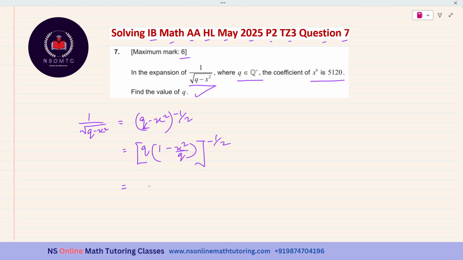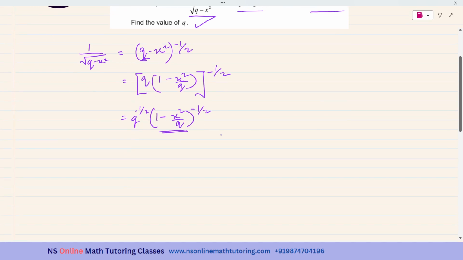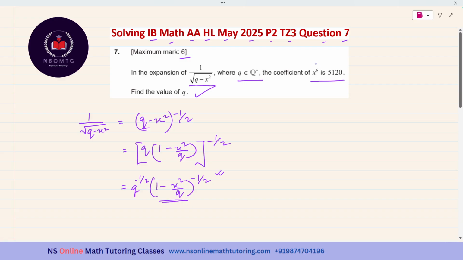So this is equal to q raised to the power of negative half times 1 minus x squared over q, raised to the power of negative half. And now we will be expanding this part using the binomial theorem formula. Since the power is a rational number, it will be an infinite series, but we will stop as soon as we get x to the power of 6.